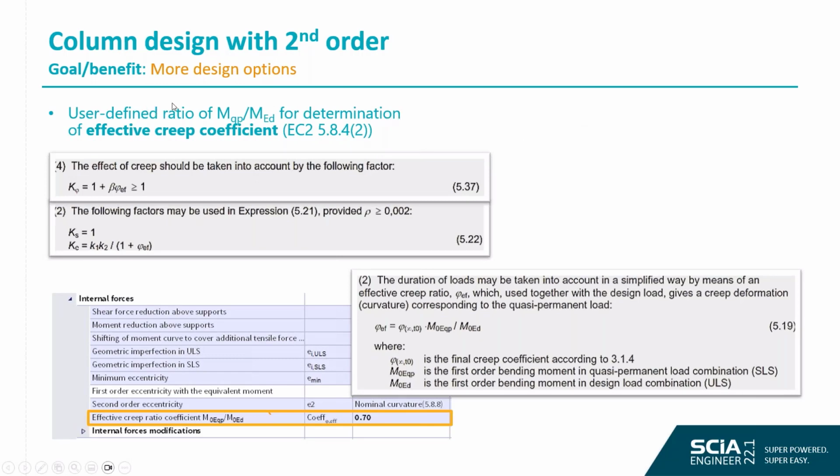mention the user-defined ratio for determination of effective creep coefficient. The effective creep coefficient is actually used in both simplified methods, so curvature method or stiffness method. Basically, it would be great to have this ratio between quasi-permanent moment and design moment automatically evaluated, but it's not so easy. So at least we now allow to input this ratio manually. So again, in the concrete settings in chapter internal forces, you can input this coefficient globally, but it's also available locally via concrete member data.